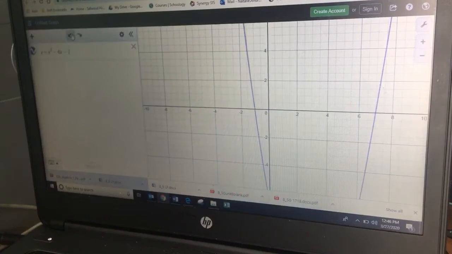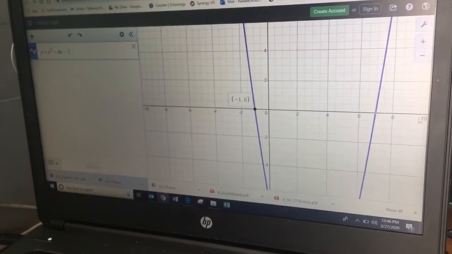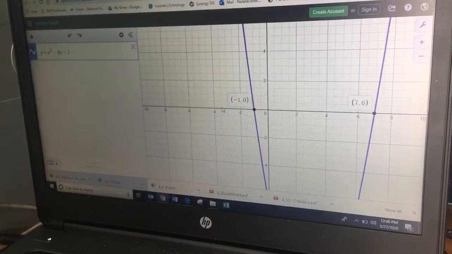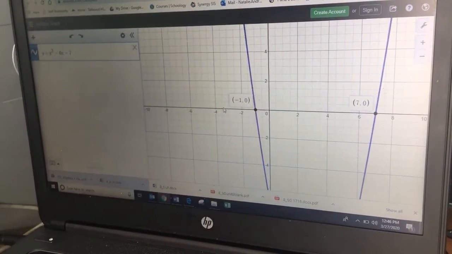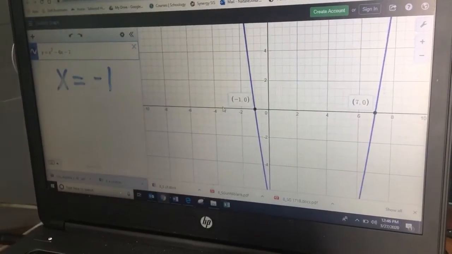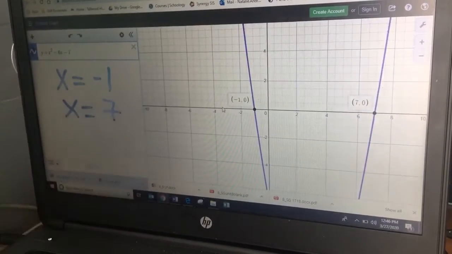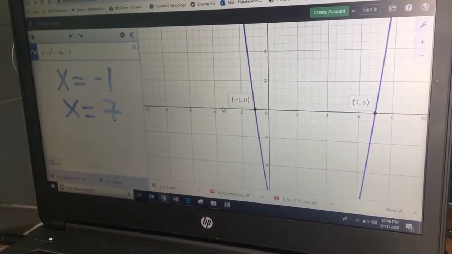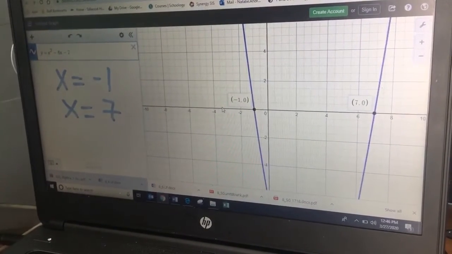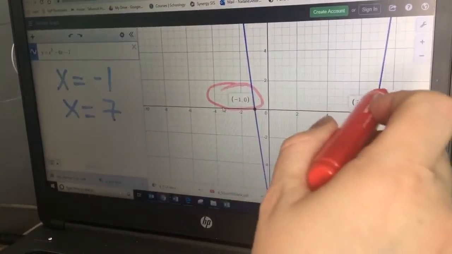Now we're going to go to zeros. Our zeros are the points which hit the x-axis. So our first point is x equals -1, and our second point would be x equals 7. So that would be your zeros. Okay, now your x-intercept, which you will write down, is just this point: (-1, 0) and (7, 0).